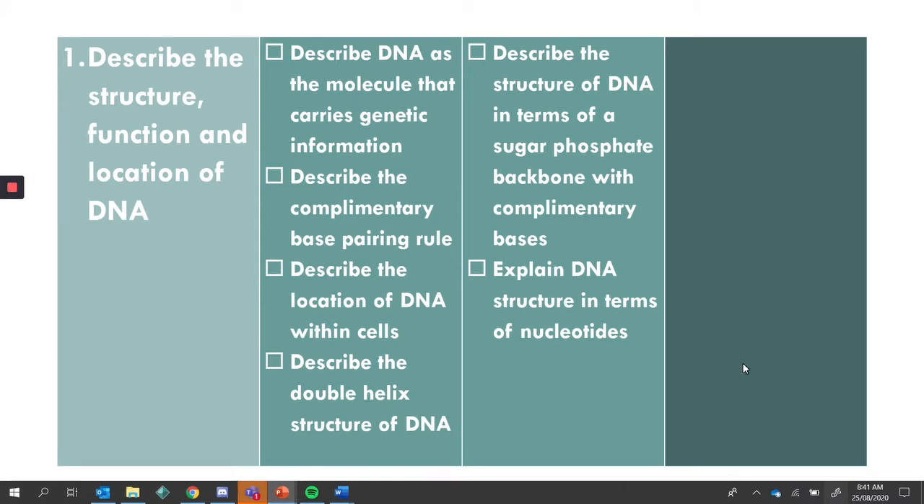Okay, so learning intention 1 is what we're going to work on today, and this is about the structure, the function, and the location of DNA. So what is DNA, where do we find it, and why is it so important? So we need to look at DNA, what's the definition for DNA, what's the complementary base pairing rule, where do I find it, and what is the shape of DNA. Then we'll have a look at what it's made up of, and these special things called nucleotides.